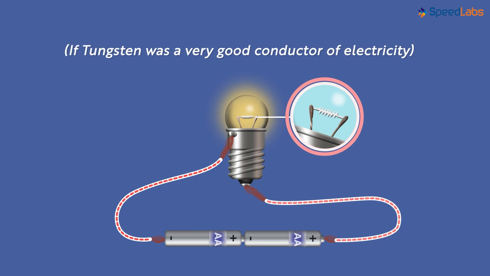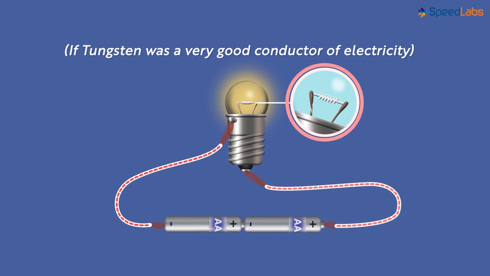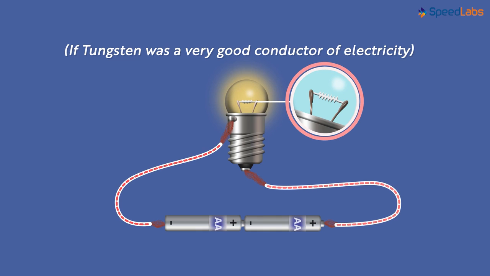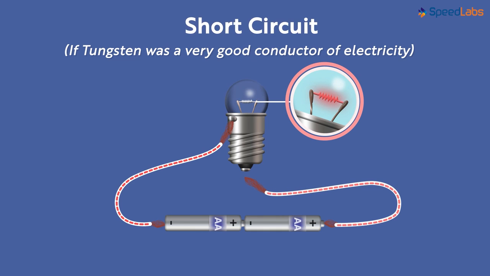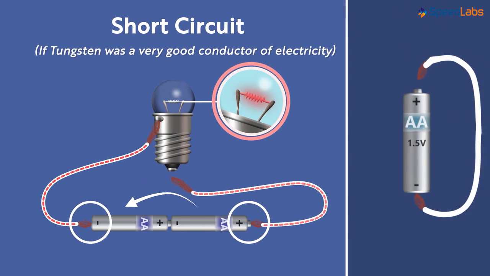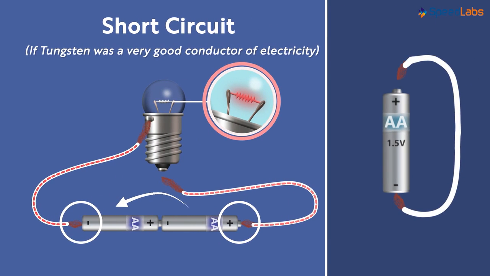What if tungsten was a very efficient conductor of electricity? Well, then it will result in a short circuit. The energy from one terminal of the cell would have flown straight to the other terminal with very little being converted into the other forms of energy. It is similar to connecting the two terminals of the cell with a wire. Never connect the two terminals like that.